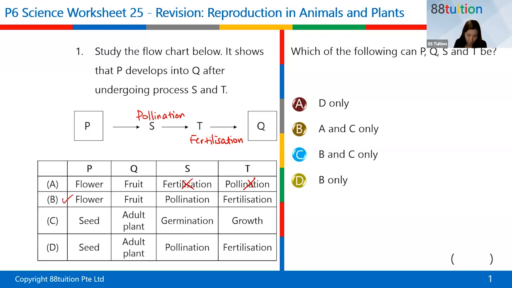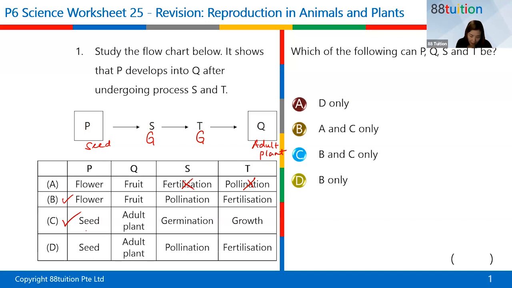What about C? Let's look at C over here: adult plant from the seed. So this is seed, and then adult plant. What must the seed do in order for it to grow as a plant? It needs to germinate first. So this is correct. It germinates first, and then it becomes a young seedling. The seedling needs to grow into an adult plant. That's why if I put seed here, adult plant, this is germination and then growth. So C is correct.